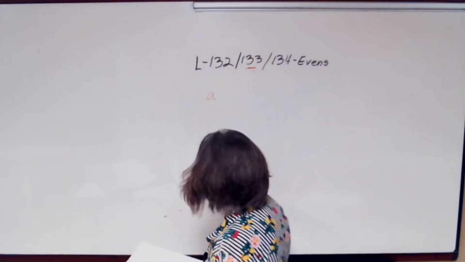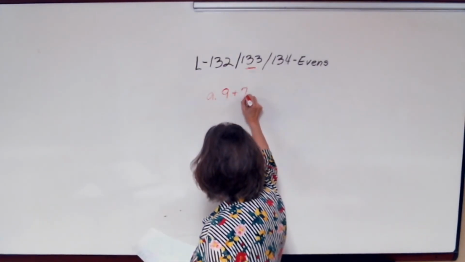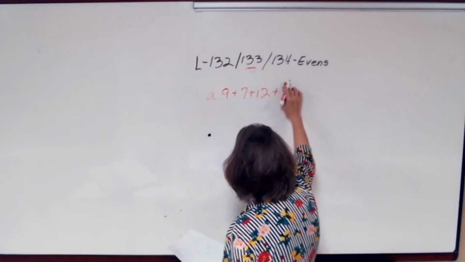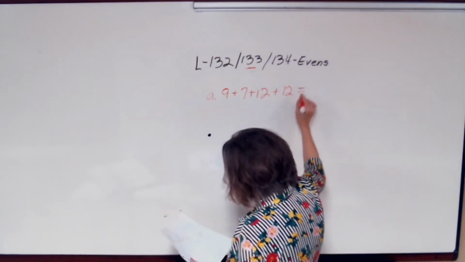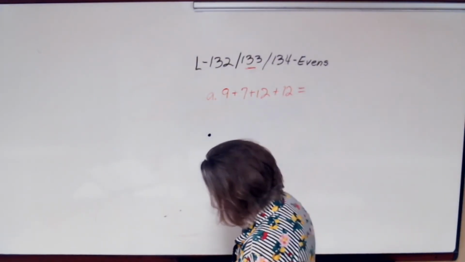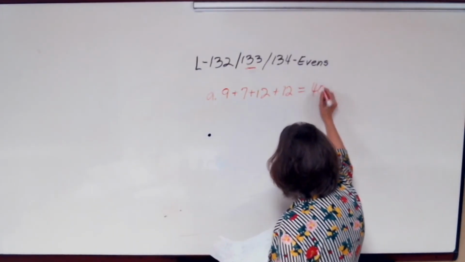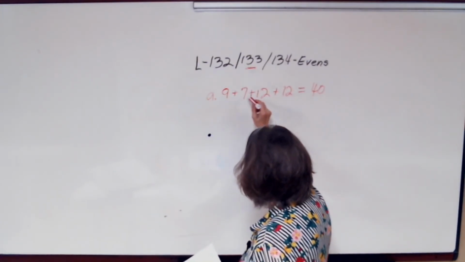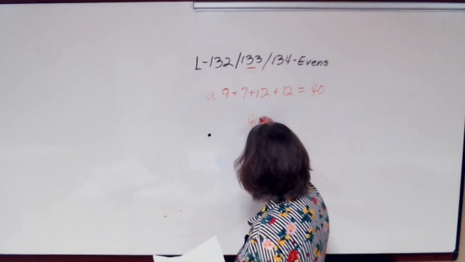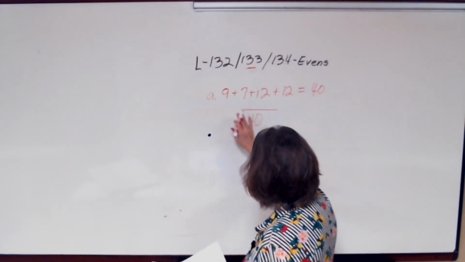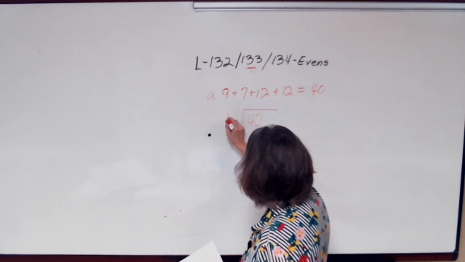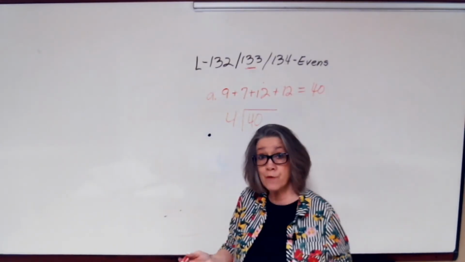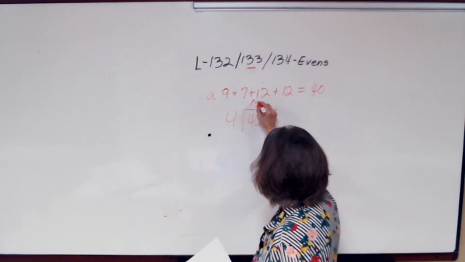Practice problem A. We have 9 plus 7 plus 12 plus 12. We add all those together, and when I added those together, I got 40. Now what we do is we find how many numbers are we adding together? 1, 2, 3, 4. So we take the number 40 and find the average of these numbers added together. We're going to divide by 4. 1, 2, 3, 4. And what do we get? 4 goes into 40 how many times? You guys should know that. 10. So that's your answer.